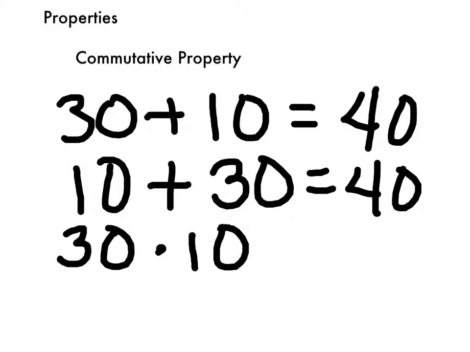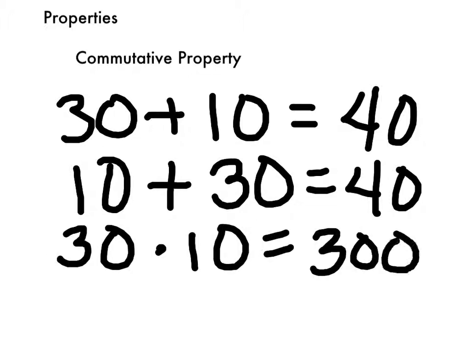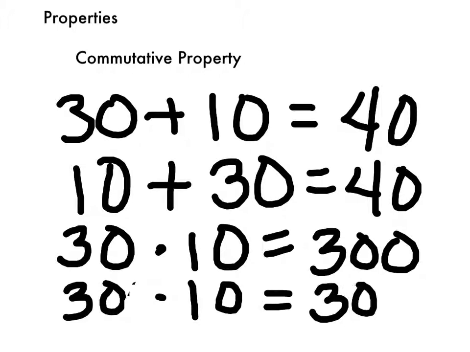times 10, we would get 300. And if we did 30, let me get my little eraser here. My brain's thinking ahead of me. 10 times 30, so we reverse the order, we still get 300. So the commutative property applies to addition and multiplication. The reason why it applies to both is, remember that multiplication is just repeated addition. So properties that apply to addition will often apply to multiplication.